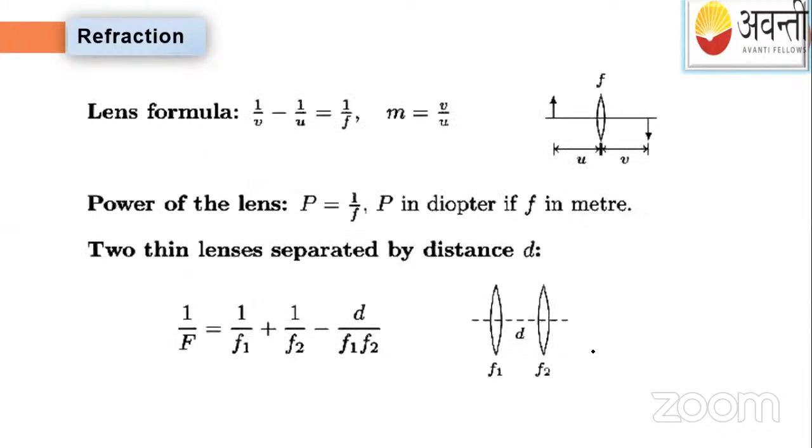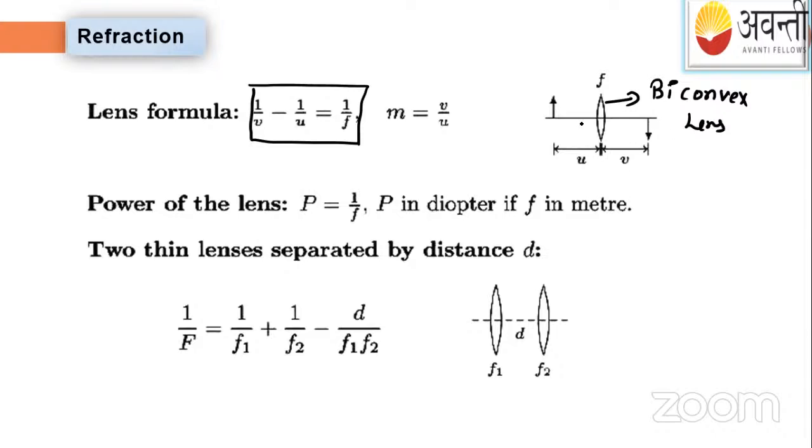Then after this, students, we have seen that the lens formula was this. Suppose this is a biconvex lens. These are just very simple examples. If the object is placed in front of the lens like this, the image will be formed on this side and inverted, and this is the formula for that. M is v by u.